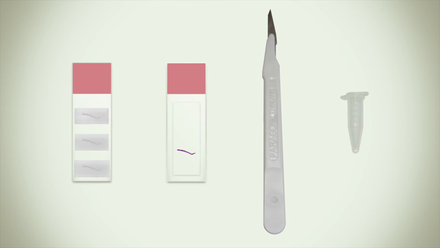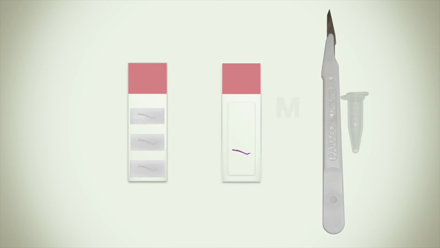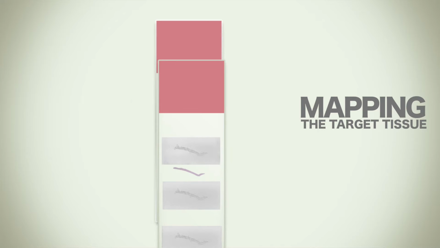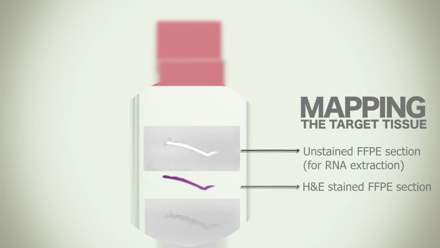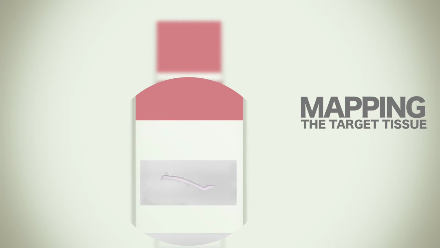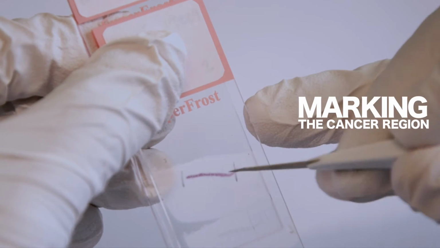Sample handling. In this step, you need unstained FFPE sections, the H&E stained slide, a disposable scalpel, and a 1.5 ml tube. Firstly, mapping the target tissue. Using its parallel H&E stained slide as a map to match with unstained sections. Marking the cancer region.